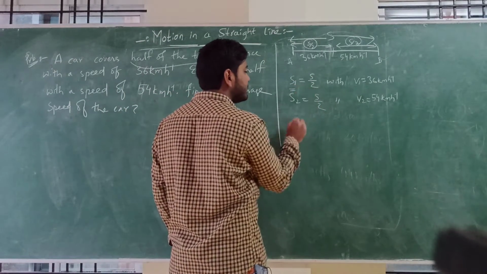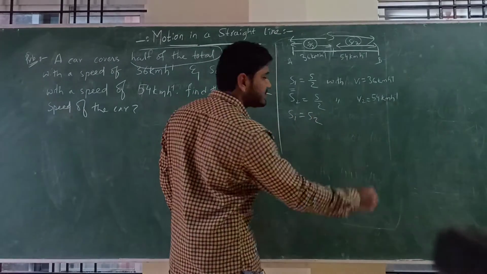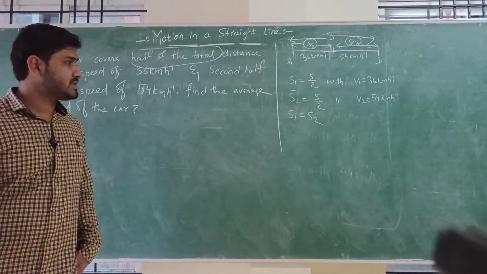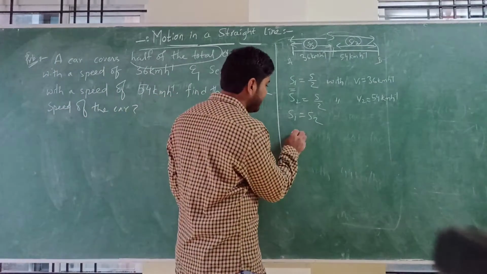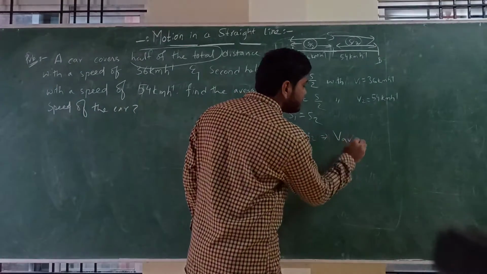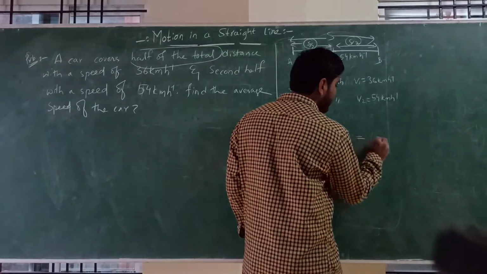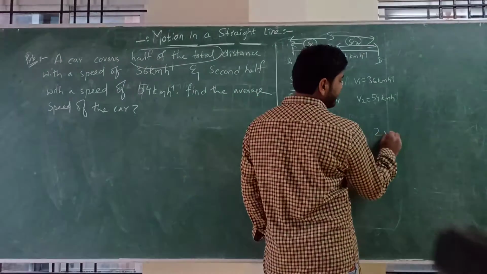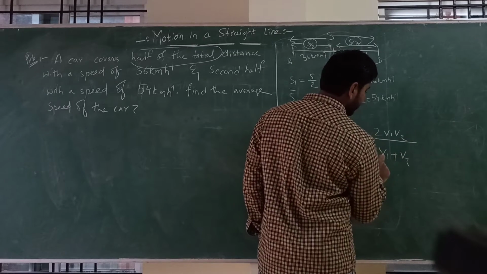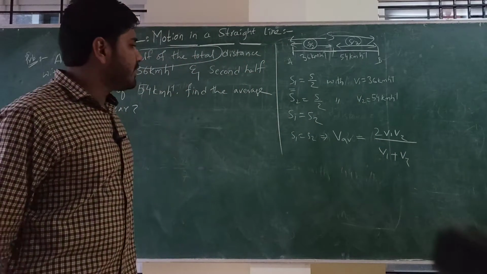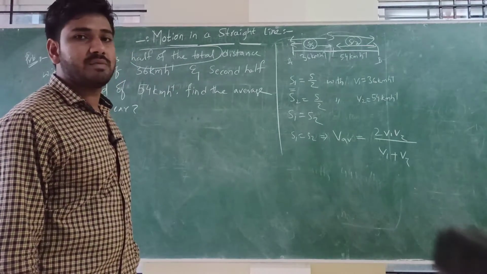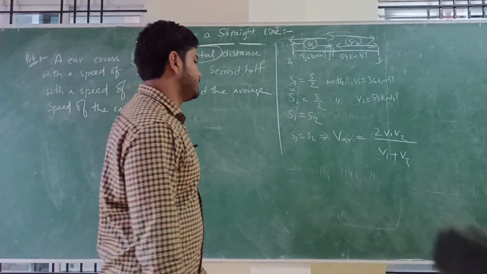therefore S1 is equal to S2. Now S1 and S2 are equal. What is the formula for average speed? Tell me. 2V1 V2 divided by V1 plus V2. So the formula for the average speed, if S1 is equal to S2, is 2V1 V2 divided by V1 plus V2.